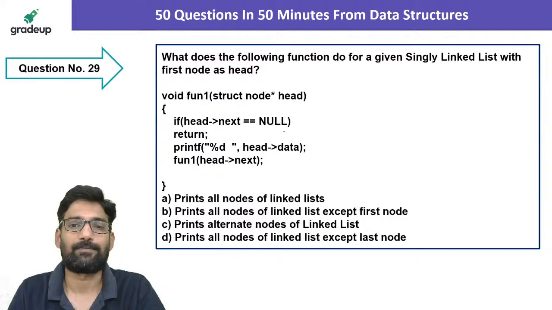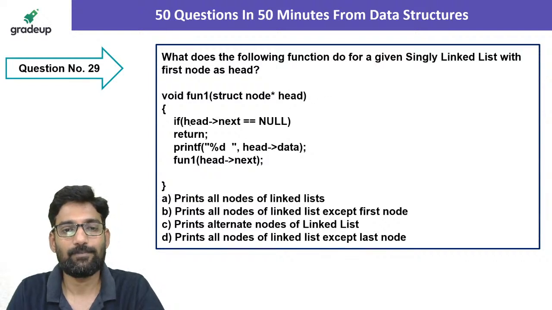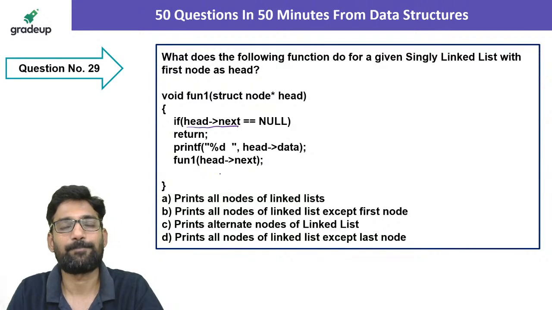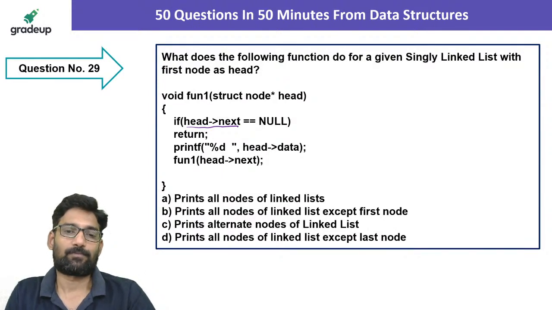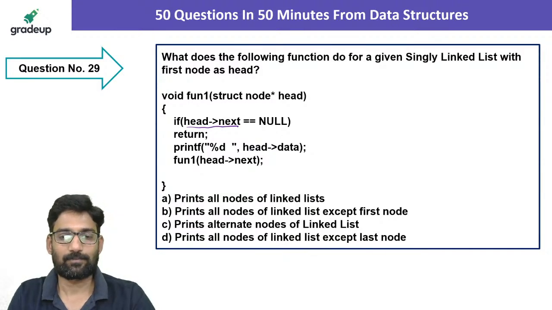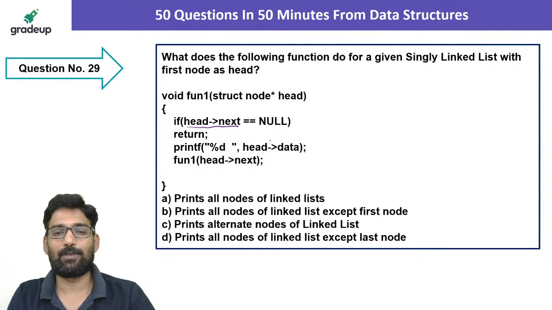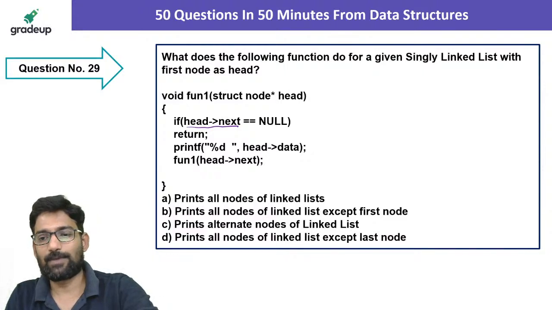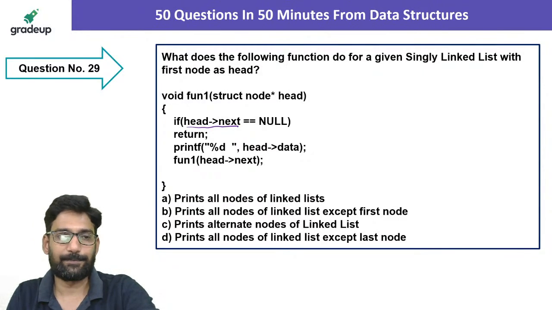Next question. What does this function do with first node as head? Here the if condition is changed, please observe. If head next is equal to null, return, otherwise print and call. So what is your answer for question number 29?